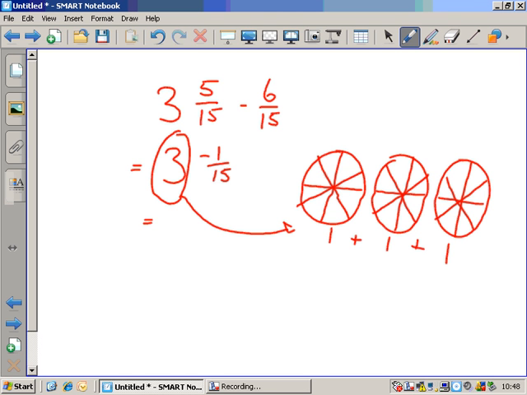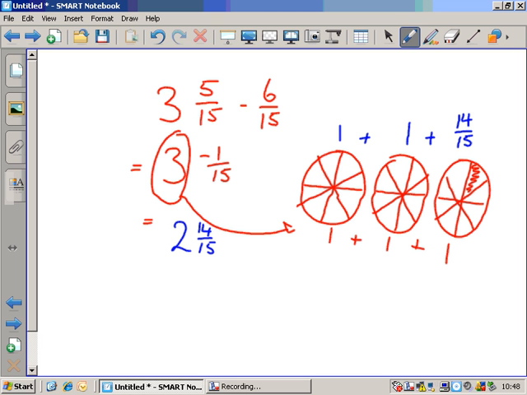If I take away 1/15, then I will still have up here my 1 and 1, and here in my third pizza, having taken away that 1/15, I have 14/15 left. Which is why, or how, I end up with 2 wholes and 14/15.